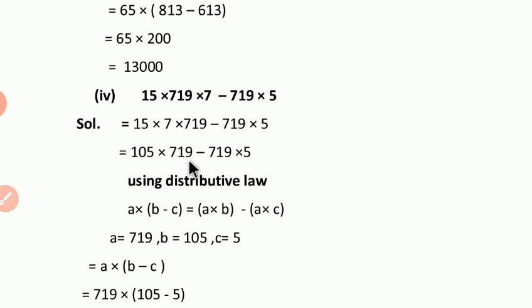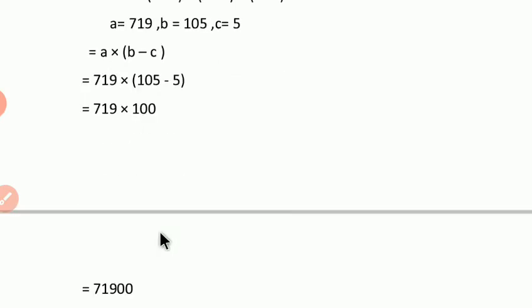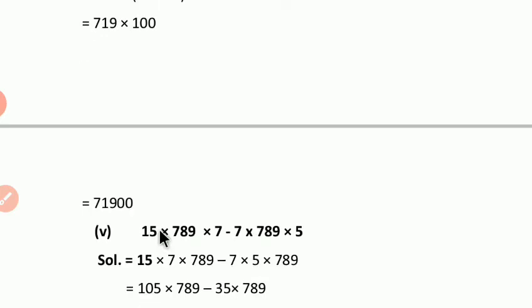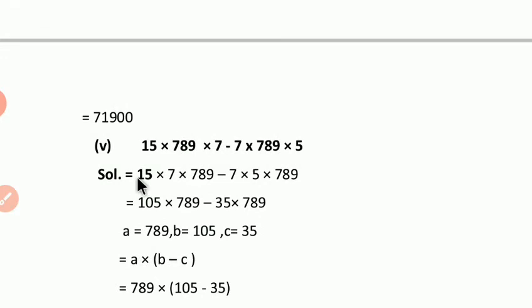So again, what is the value of A here? 719, B is 105 and C is 5. So A into B minus C. 719 into B, which is 105 minus 5, which is equal to 100, and if you multiply we'll get 71,900.